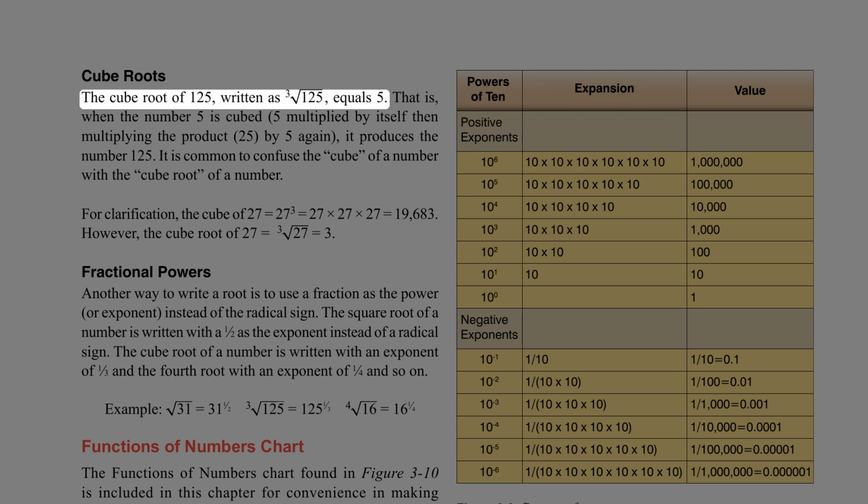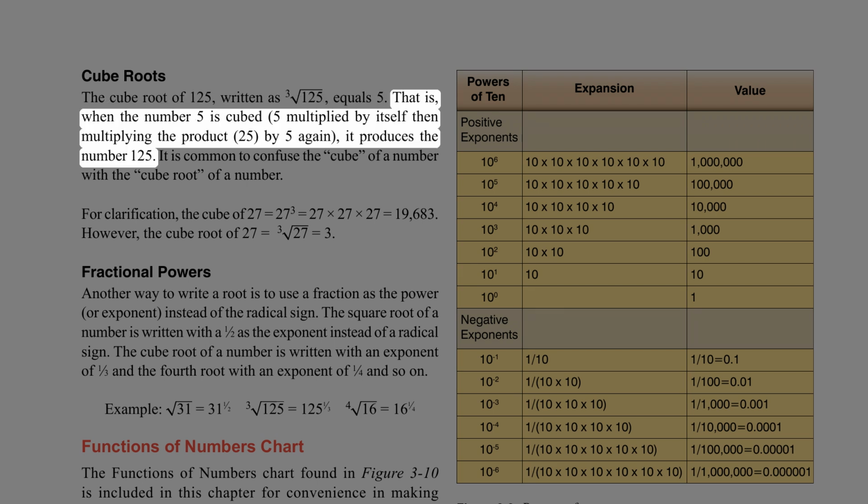Cube roots. The cube root of 125 equals 5. That is, when the number 5 is cubed, 5 multiplied by itself, then multiplying the product, 25, by 5 again, it produces the number 125.